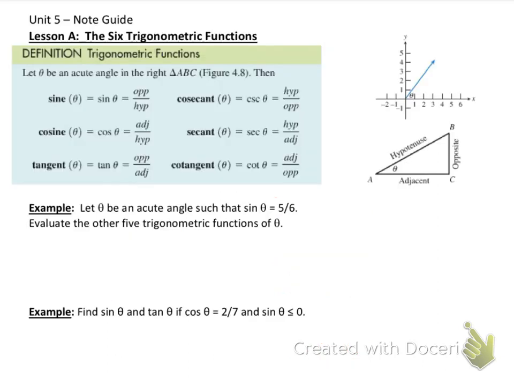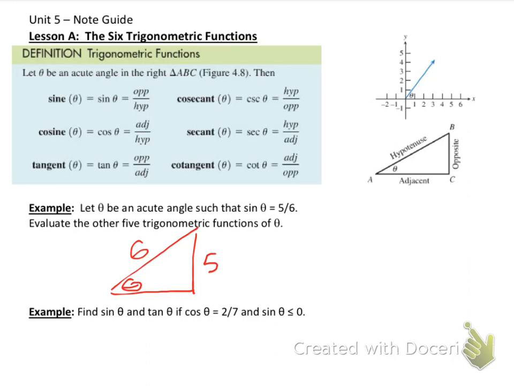Y'all got SOHCAHTOA there in case you didn't get it the first time. There's this question of evaluate the other 5 trig functions. And when I say evaluate the other 5 trig functions, and I give you sine of theta is 5/6, when you're given a ratio, sine of theta equals some number, that allows you to draw in the appropriate sides. 5 is your opposite and 6 is your hypotenuse. And it gives you a physical picture to draw from.